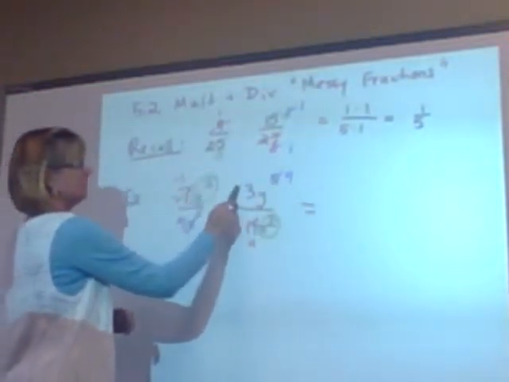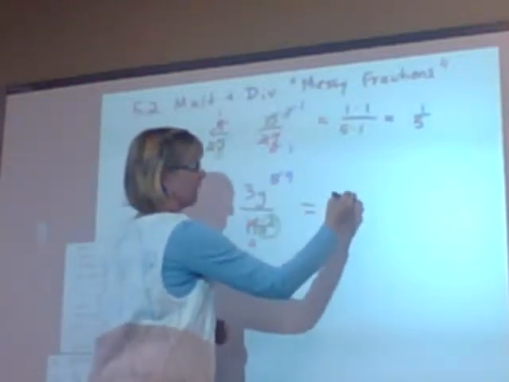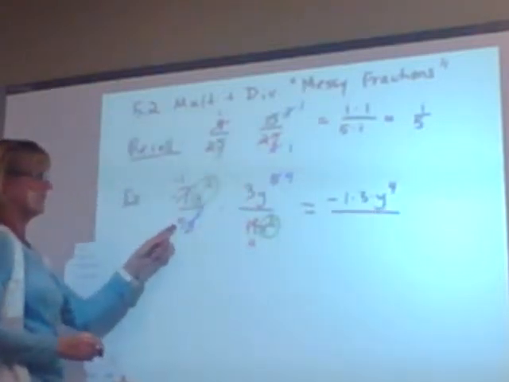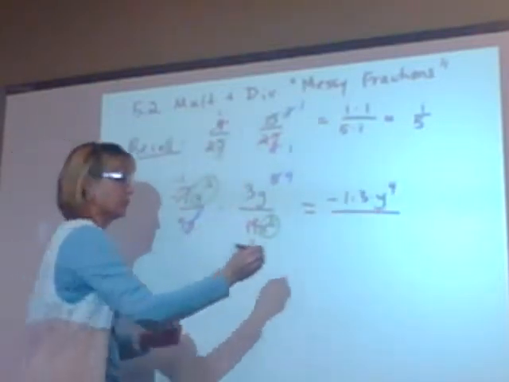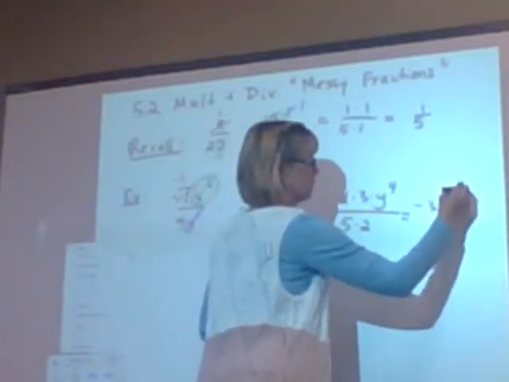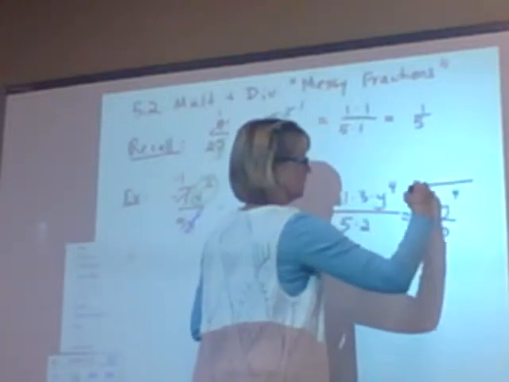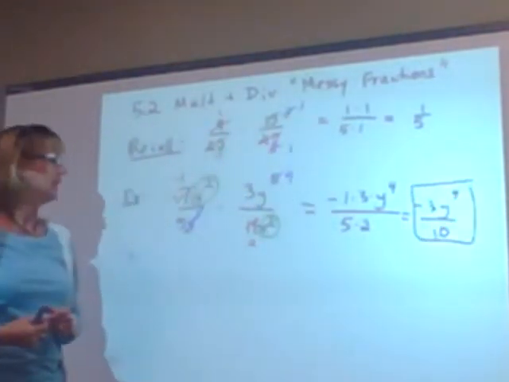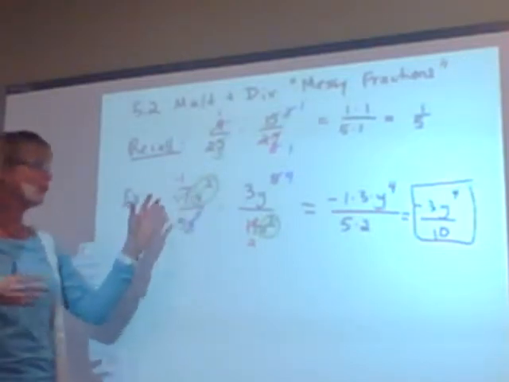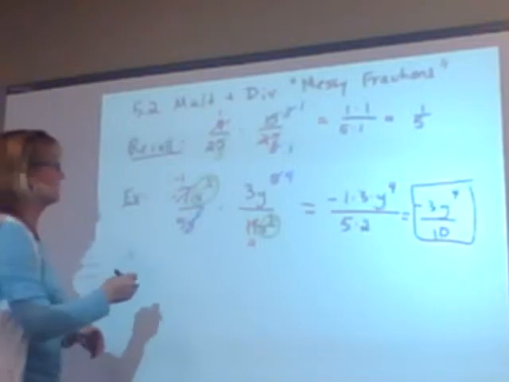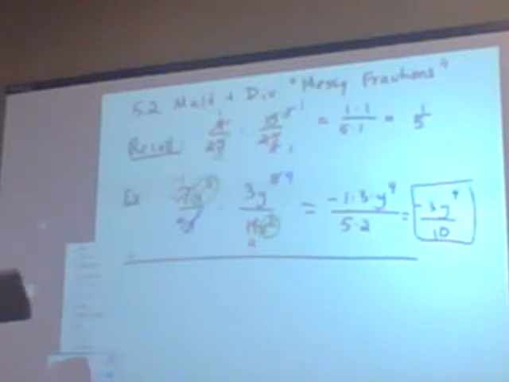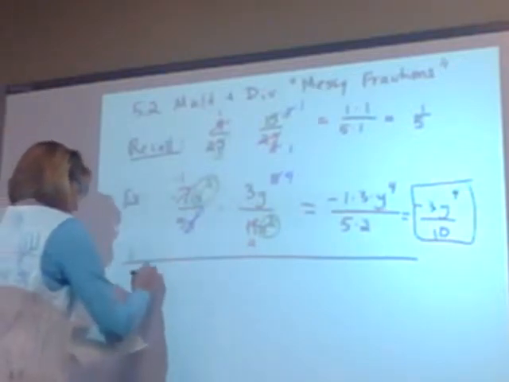I have negative 1 times 3 times y to the 4th. I'll write that step out. You might do this step mentally, but I'll write it out tonight. Over 5 times 2, and my variables are all gone. Negative 3y to the 4th over 10. Perfect. And again, you could have just multiplied top times top and bottom times bottom. That would have worked okay, but you would have had a large number that you would have had to cancel. Maybe that's a little bit harder. Here's another example.